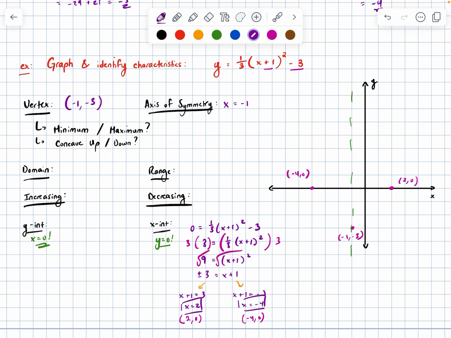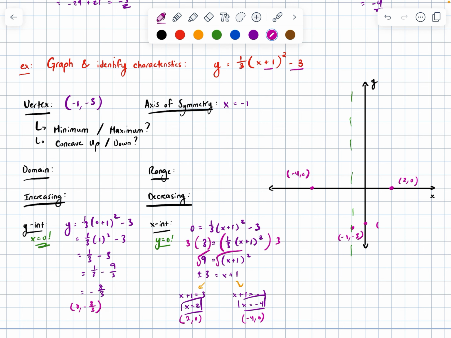Now I'll find my y-intercept, which I do by plugging in 0 for x. So y is going to be equal to 1/3 quantity 0 plus 1 squared minus 3. Simplifying the right-hand side, I get 1/3 of 1 squared minus 3. 1 squared is 1, and then I've got 1/3 times that. So 1/3 minus 3 is how this simplifies. Common denominator here, I'll turn 3 into 9/3. This reveals that negative 8 over 3 is my value of y. This means that the point 0, negative 8/3 is on my graph.